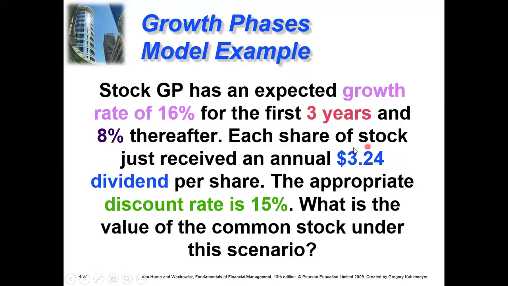We call this D naught, and when we multiply it with the growth, 1 plus G, that would be the D1. So this is D naught, and we will convert it to D1. The appropriate discount rate is 15%. The value of K here is 15%. So what is the value of the common stock under this?